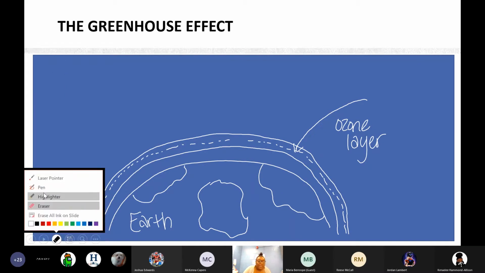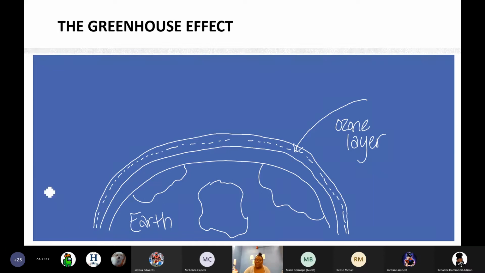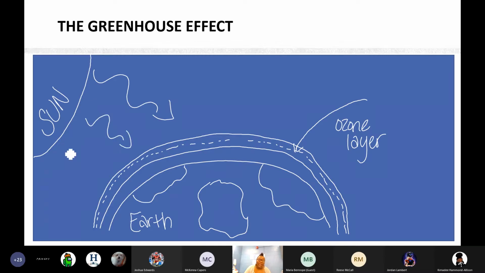Guys, anything you see Miss Neville drawing, you'll need to draw as well. The sun is much larger than our Earth. When that radiation comes from our sun, I'm drawing it as waves. Remember, radiation is heat waves.